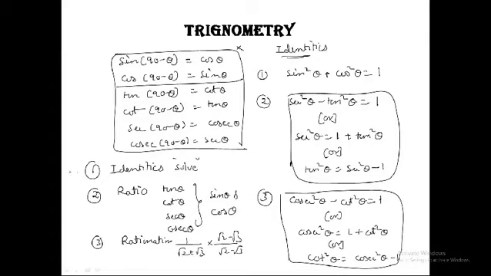So the first priority is to go with the identities. If not, go with the ratios. If not, then try rationalization. If you go in a stepwise manner, you can get the problem easily. So these are the steps or hints I can give for your exam. And in the next video, we will be discussing the application of trigonometry, what are the main topics we require, and how to solve the problems.